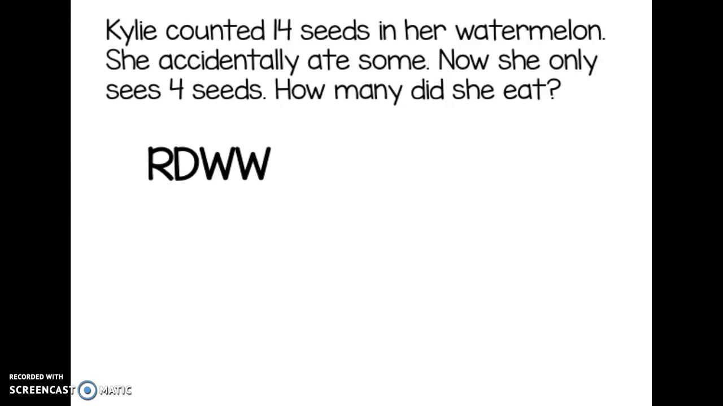So I could draw the seeds in 5 groups to solve my problem. Then I need to write a number sentence that shows how I got my answer. And then I'm going to write my answer. How many seeds did she eat? She ate blank seeds.